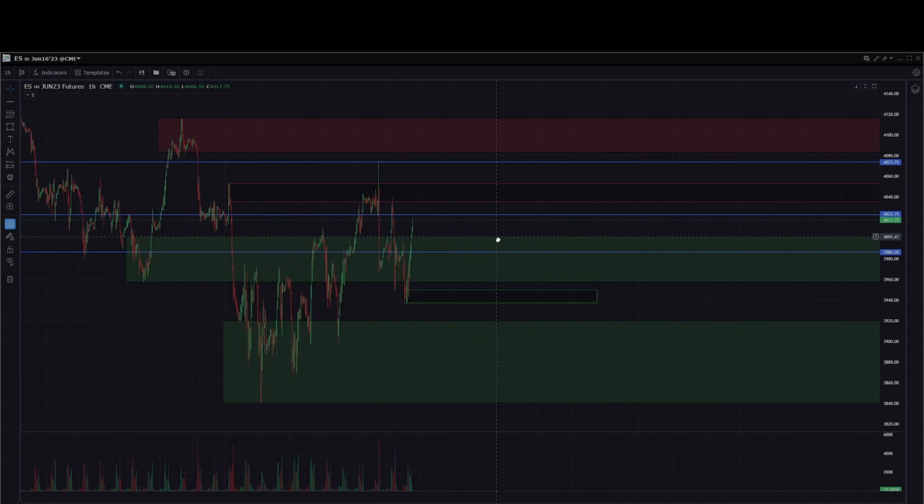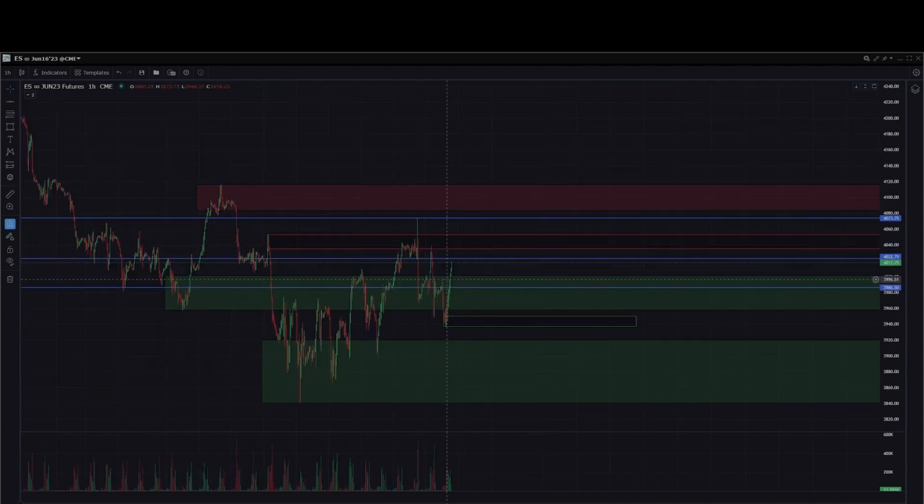We print every day. And these are my levels for ES. Let's get to SPY.